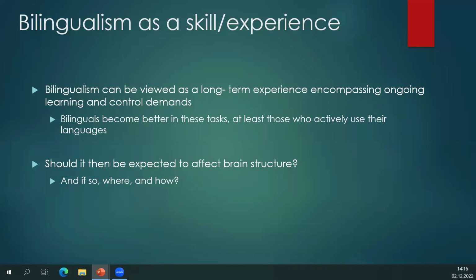I'm not exactly multilingual. So if bilingualism is this cognitively challenging experience, should we expect it to affect brain structure the same way other experiences, other types of training, affect brain structure? And if that's the case, where in the brain do you see effects, and how?